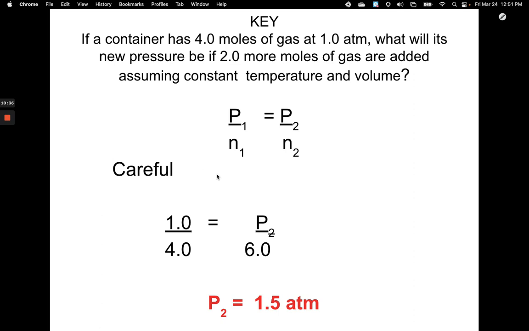So again, if you look at this carefully, the initial pressure was 1 and the initial amount was 4. Now we added 2 more, so the final amount is 6. Okay, not 2. And therefore it's gotten more crowded and the pressure will go up. And again, you will just cross multiply to solve for the new pressure.